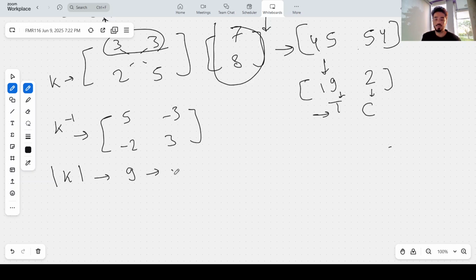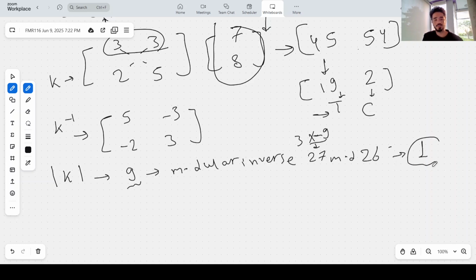And we need to get its modular inverse. It's the modular inverse when it comes to mod 26, because we have 26 letters. To get its modular inverse, we need to check which number, when multiplied by 9 and taken mod 26, gives us 1. We can guess: 3 times 9 is 27. This gave us 27 mod 26, which gave us 1. So 3 is its modular inverse.